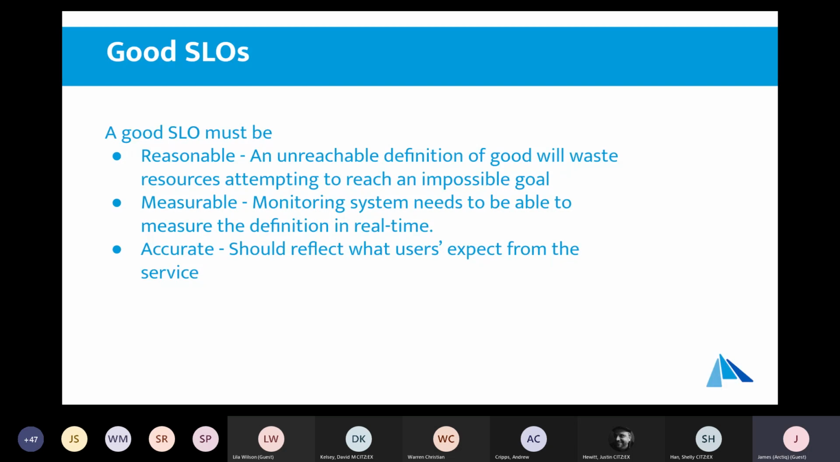The SLO must be measurable, in that the monitoring system needs to be able to measure that definition in real time. If it can't measure and analyze it, then it's not very useful. And then finally, the SLO should be accurate and should reflect what users expect from the service. If we have all our SLOs being met and the users are unsatisfied, then either we need to change the SLO or we need to change the user's expectations.